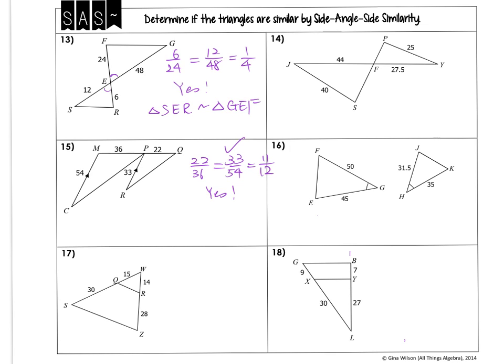Now, where do I find congruent angles? And that's important. Notice that the angle we need to find that's congruent has to be an included angle. So I'm deliberately looking for angle M and angle P. Are they congruent? The answer is yes, because they are corresponding angles. So therefore, I can make the similarity statement that triangle CMP is similar to triangle RPQ.